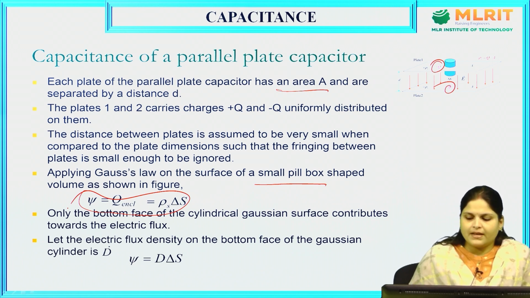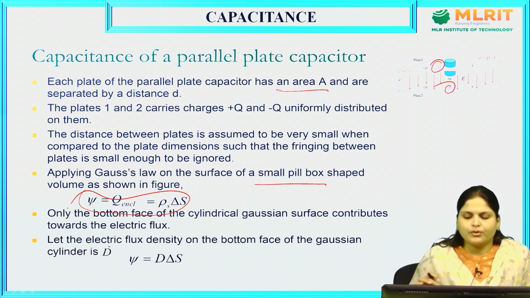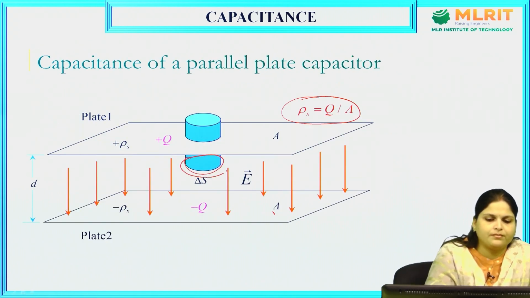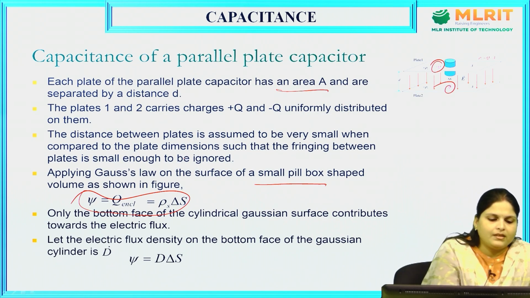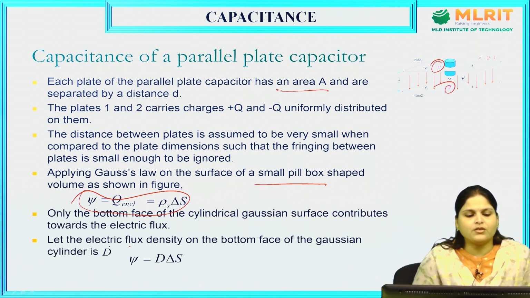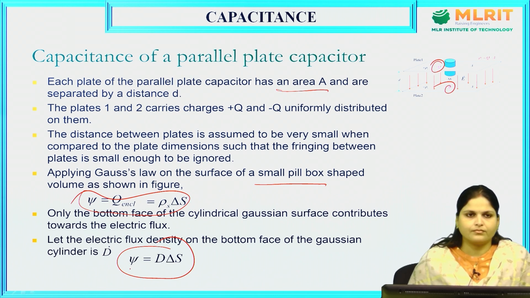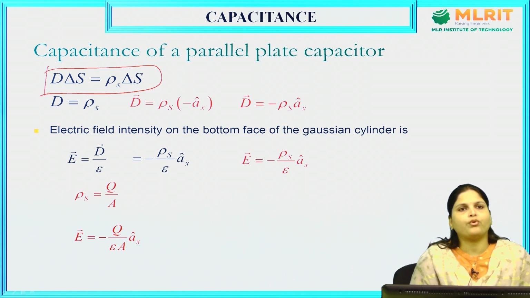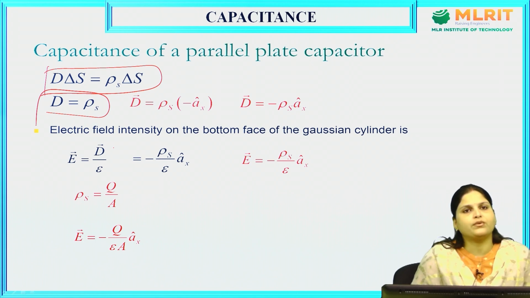If you notice in this diagram, only the bottom face of the cylindrical Gaussian surface contributes towards the electric flux, this portion. The electric flux density on the bottom face of the Gaussian surface will be given by D, and we can write psi equals D del S. This D del S equals rho S del S, and del S we can cancel, and we get the formula D equals rho S.